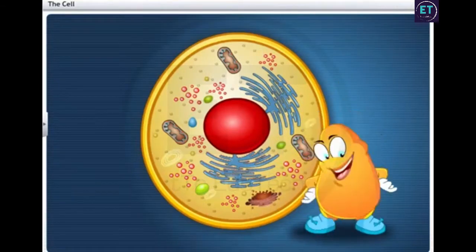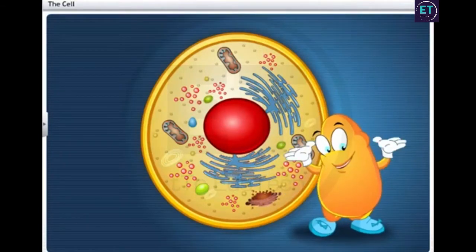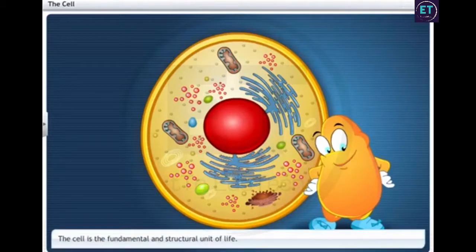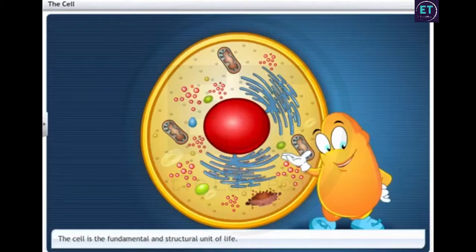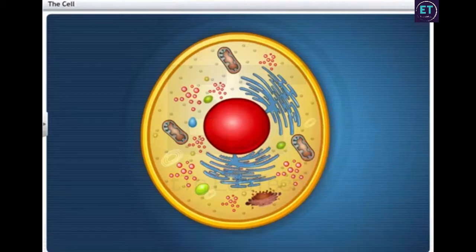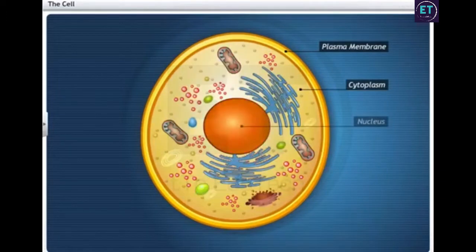Hi, I'll be your guide through the rest of the tour. Did you know that the cell is the fundamental and structural unit of life? Take a look at this generalized eukaryotic cell. You will come across the plasma membrane, the cytoplasm, and the nucleus in a eukaryotic cell.